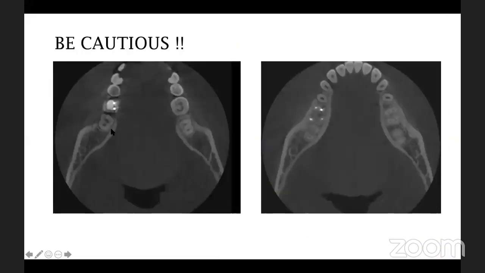From the coronal section, you can see that we have a lot of space to go back after the extraction of the 8. But when you go down to the apex, or when you see the apical section, you see that the distal lingual root of the second molar is contacting the mylohyoid ridge already, which makes it impossible for the second molar to go forward.